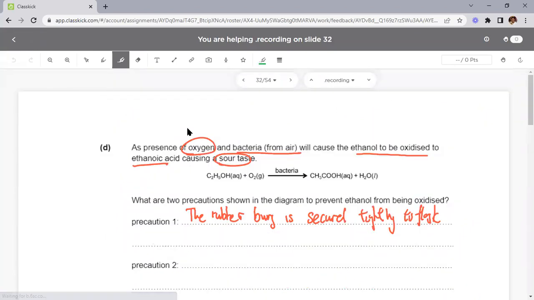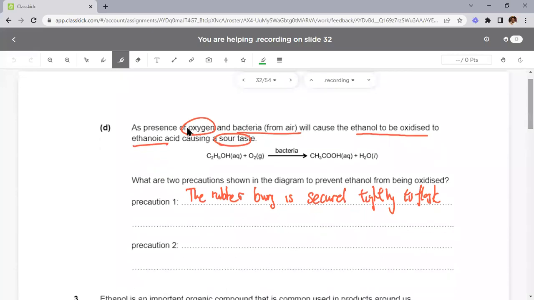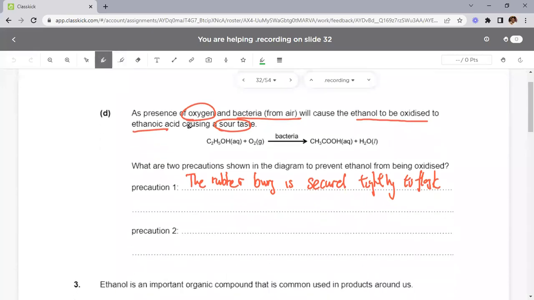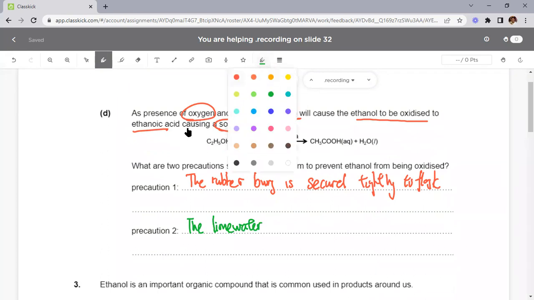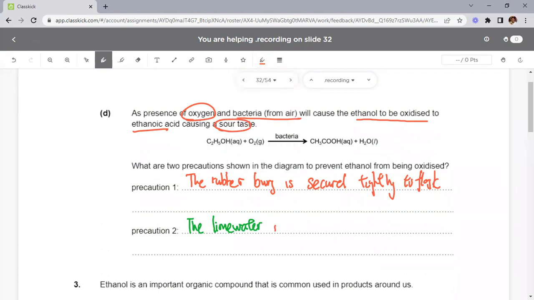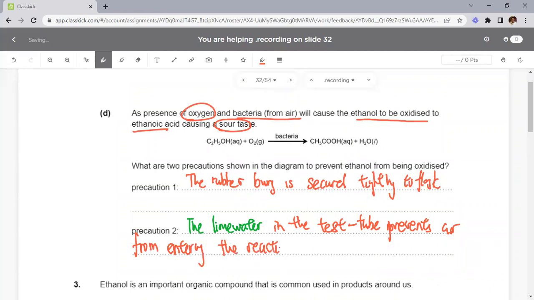The second thing that we will do is set up what is called the air trap. How do we set up the air trap? You put lime water. Sorry for using the wrong color, let me change back to green. The lime water in the test tube prevents air from entering the apparatus, or you can say it prevents air from entering the reaction mixture.